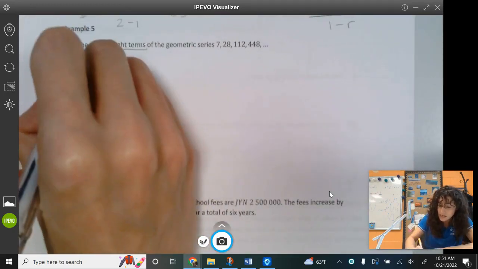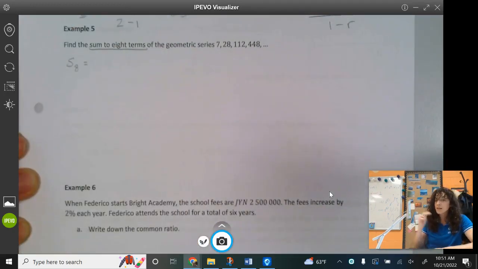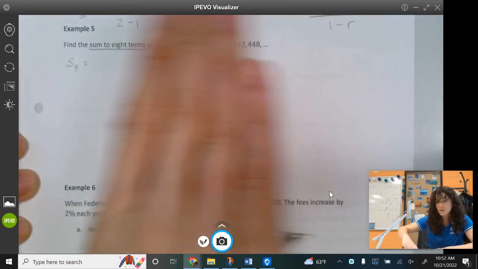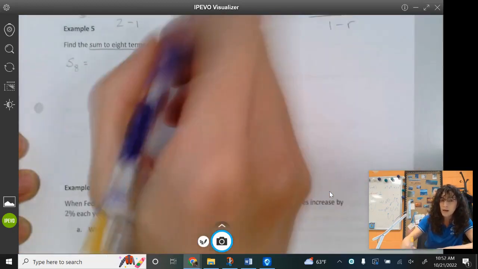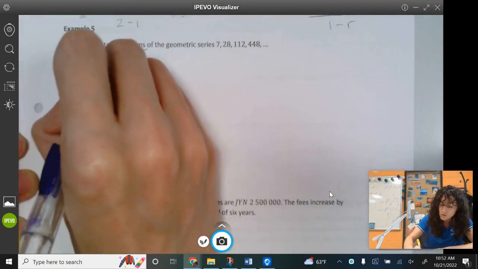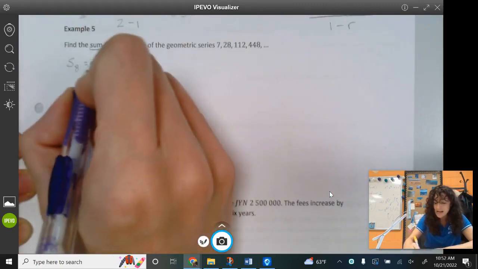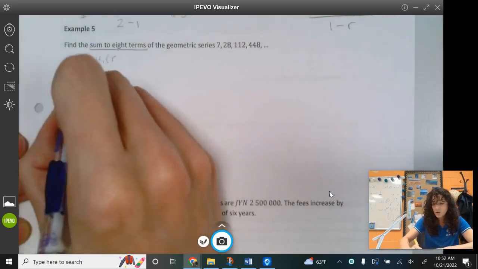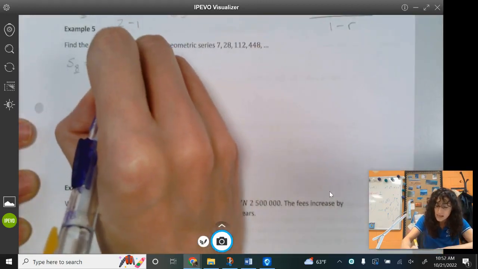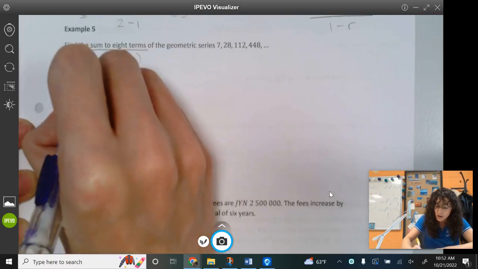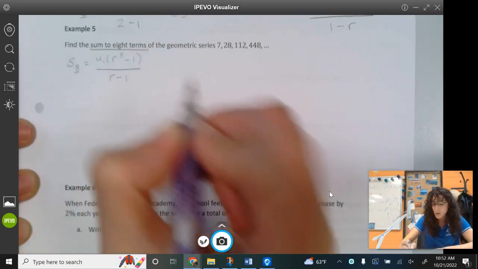S sub 8. And if you have that already, if you're like, this is what I need to solve, and you're like, oh, I have a formula for that, go grab the formula in this moment. Don't even read the rest of it. Save it for later. Put some blinders on and just say, I'm just going to get this formula. Okay, it's up top. So I'm going to use u sub 1 times r to the n. And hopefully, I encourage you to notice I already have n. N is 8. So I might even just do r to the 8 minus 1 all over r minus 1.